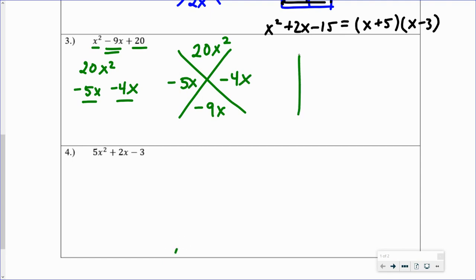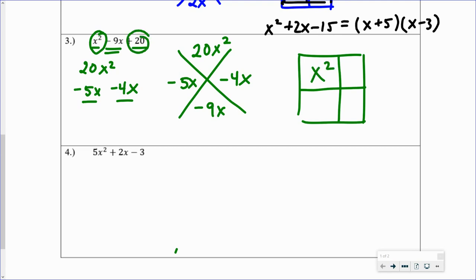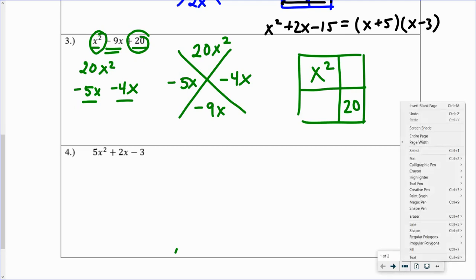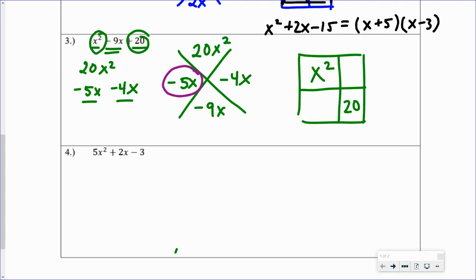So again, I'm going to make my area diagram. So the quadratic term from the original expression goes up in the top left-hand corner. The constant term from the original expression goes in the bottom right. And then the two factors of 20x squared that add up to negative 9x, those linear terms go here. All right, now this one is a little bit tricky, and these ones you need to really pay attention to when the middle term's negative and the constant term is positive.